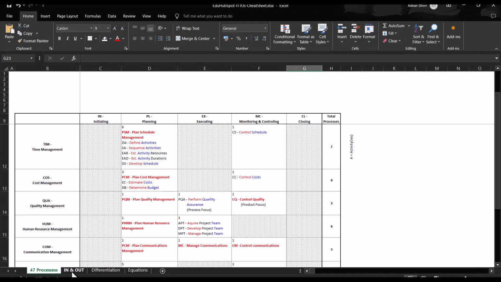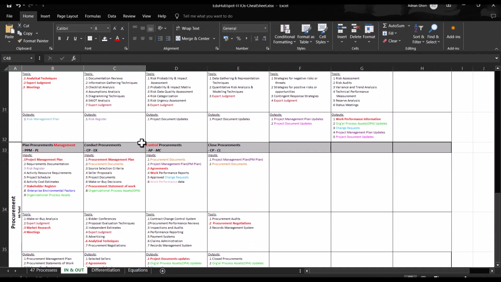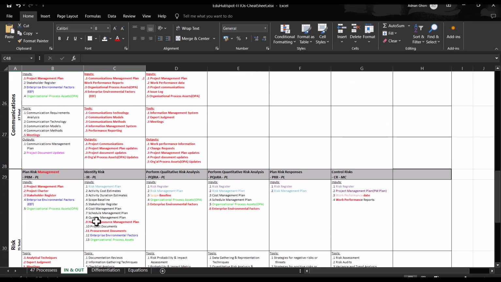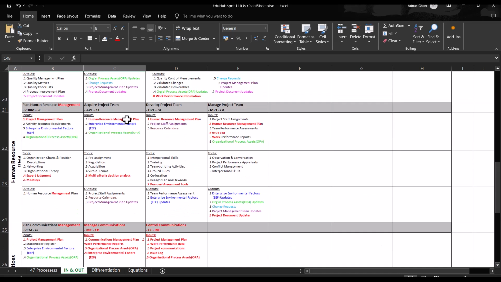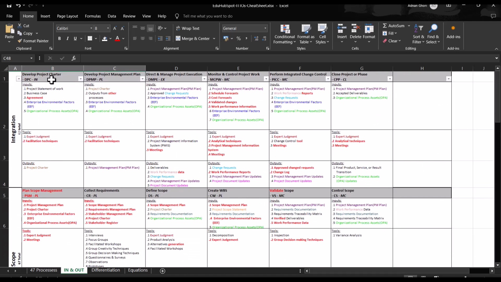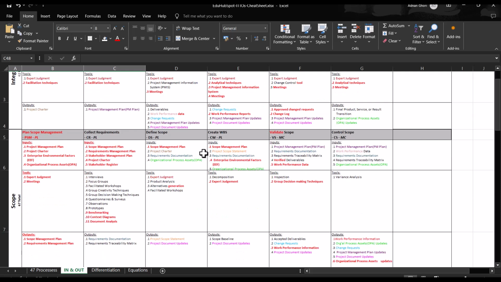Like I'll show you here in this Excel sheet. Over here you can see all the ITTOs. You see input. These are all inputs, outputs, tools and techniques of each and every phase over here. Develop project charter, develop project management plan. So you need to remember these.